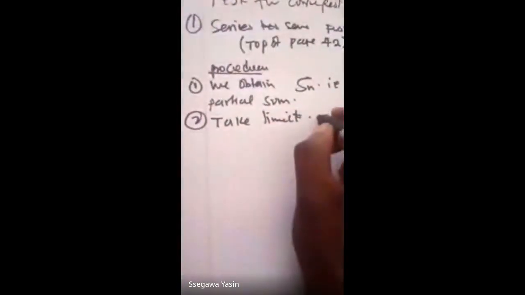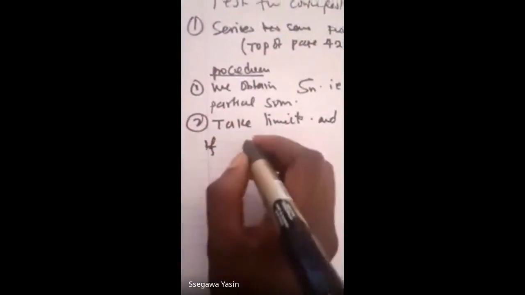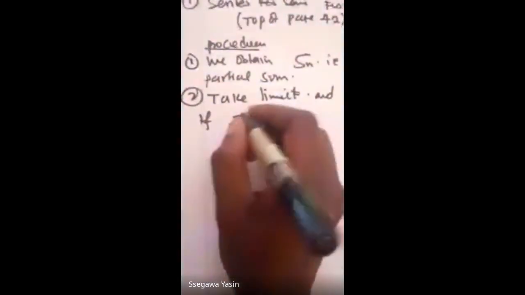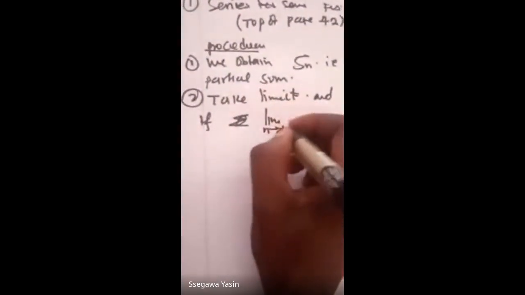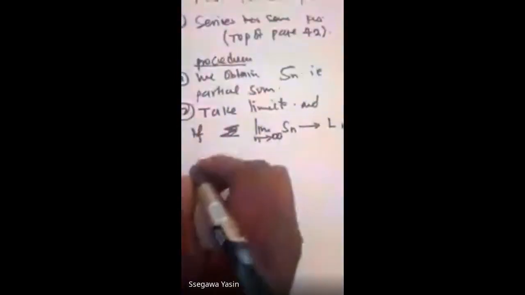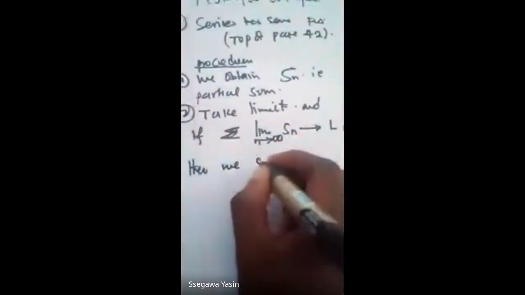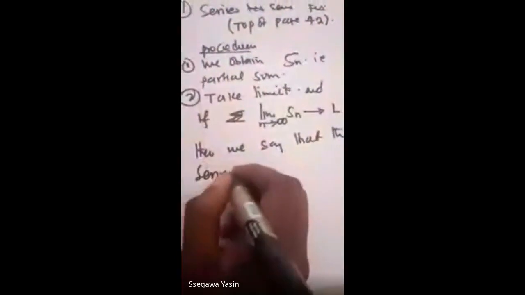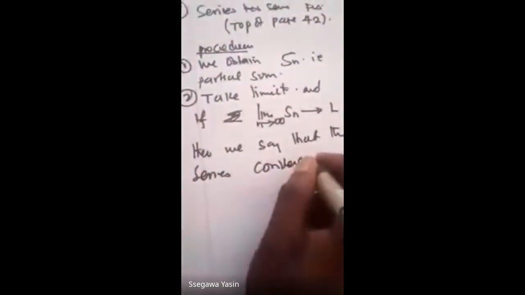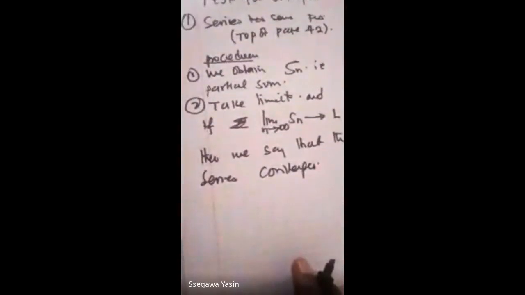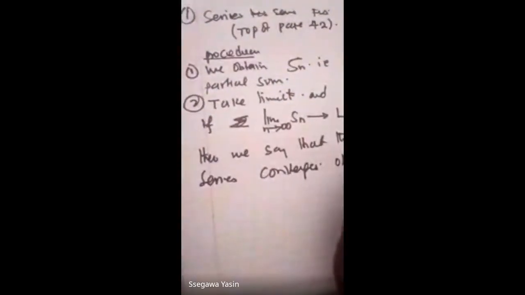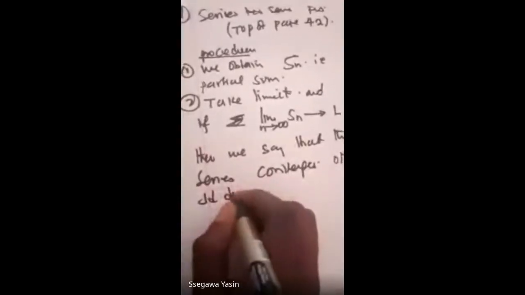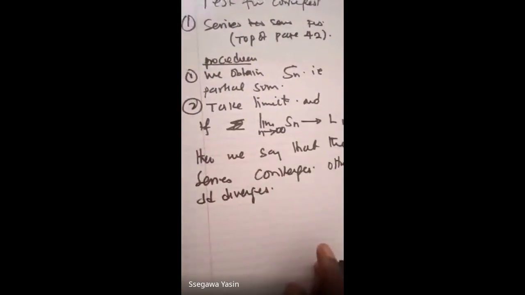We take a limit, and if the limit as n goes to infinity of the partial sum goes to L, then we say that the series converges. It's what we looked at last time. Otherwise, it diverges. So that is what we are saying.